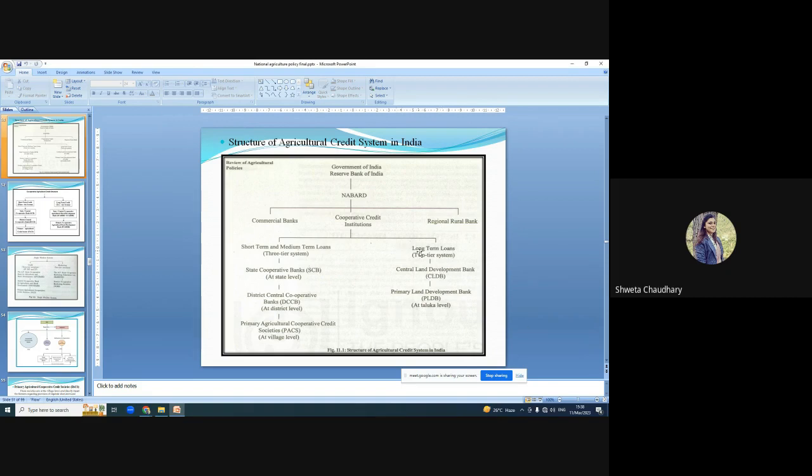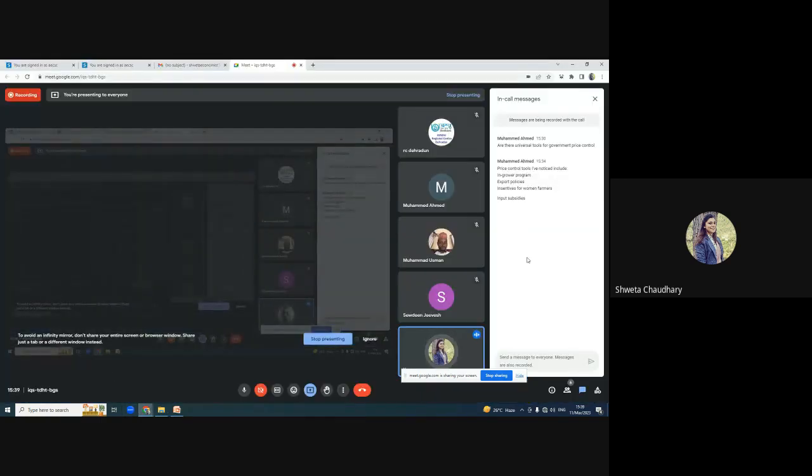That is, you are getting the long-term loans. Do you know the difference between short and long-term loans? Anyone? Short, medium, and long-term loans. I want to know, Lita, whether you know short-term, medium-term, or long-term loans or not.